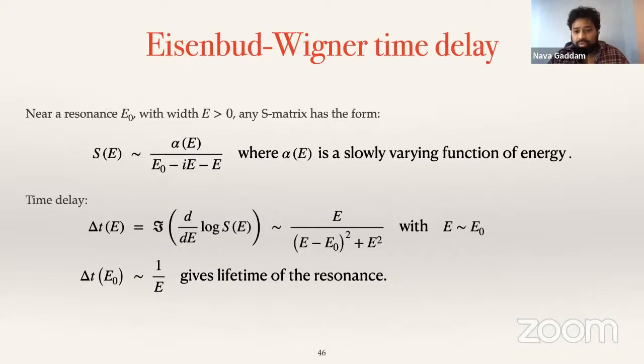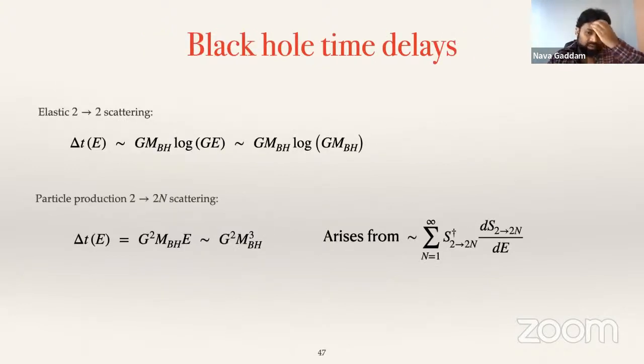Now we've computed 2 to 2 scattering amplitudes and 2 to n scattering amplitudes. You can ask, what are the time delays associated to these? And here's what you get when you apply this formula.